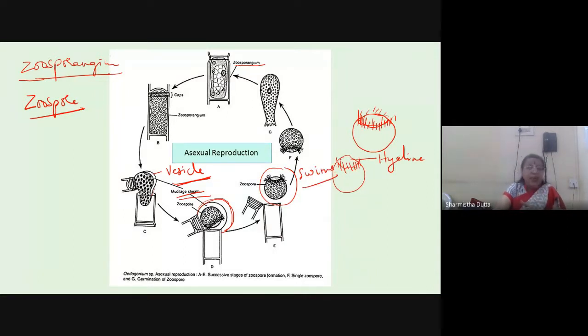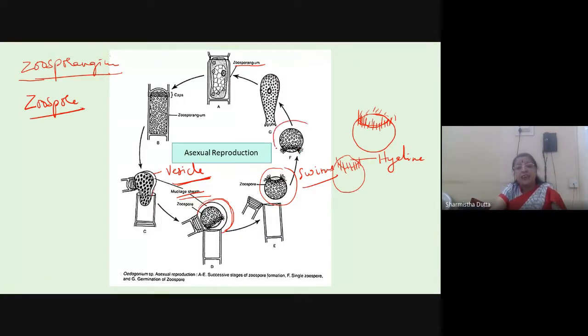Now you know very well that Oedogonium is an aquatic form. It is found in puddles and pools. It's a freshwater green alga. So this zoospore will swim across for some time and get settled. It will settle at the bottom of the pool on some substratum. How does it get settled? Inverted, where the hyaline region is towards the lower side, towards the substratum.